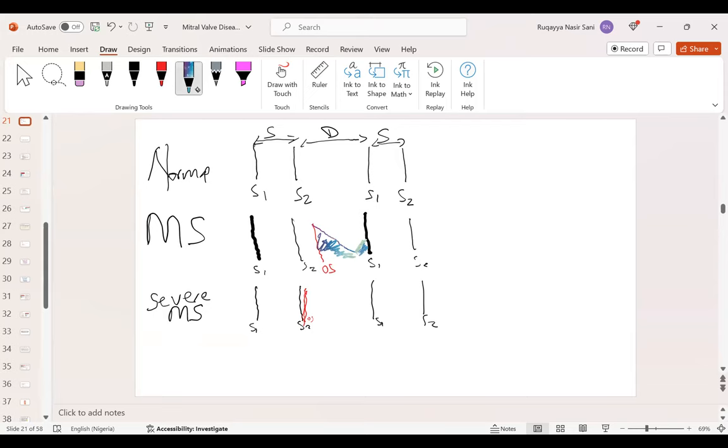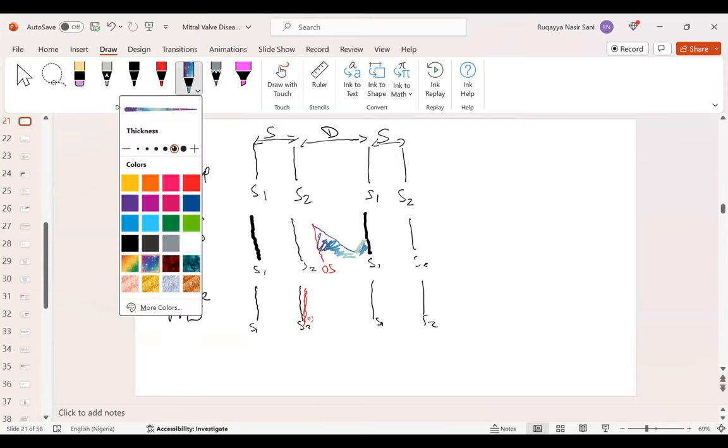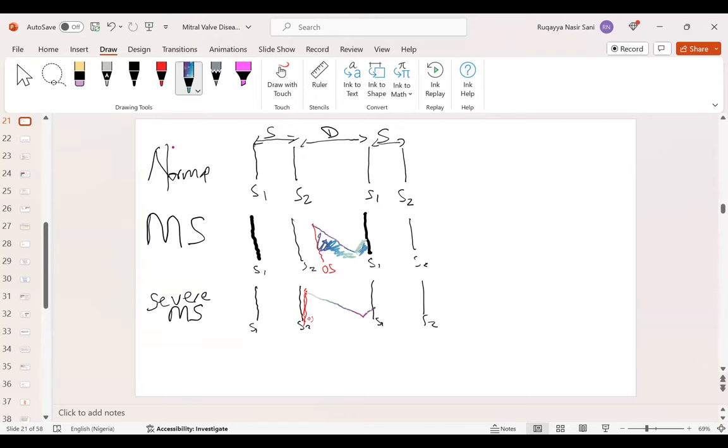Then our murmur will be there for longer. So the duration of the murmur will be longer. If we look at this period, it's longer than this period. Okay, we're good?